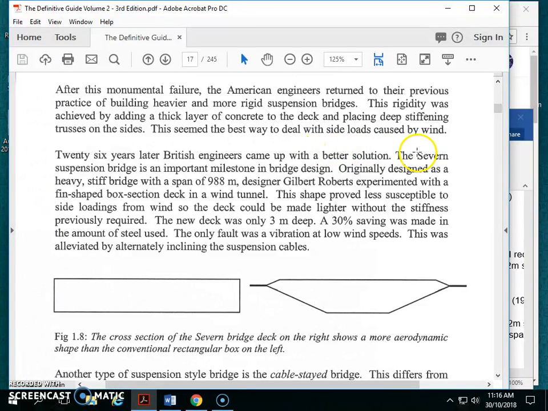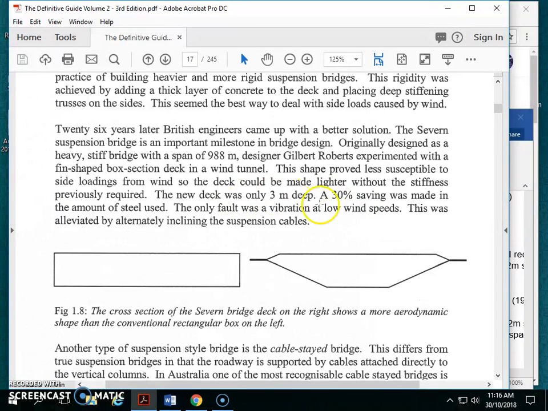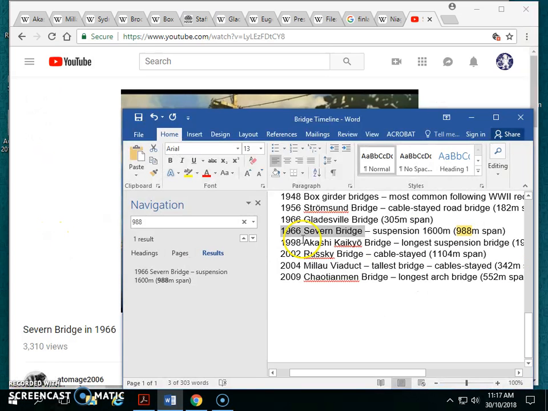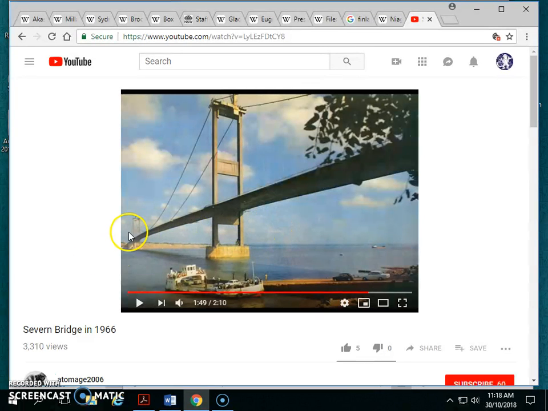So next we have the Severn Suspension Bridge, which was a milestone bridge. It was built by Roberts, and it was 988 meters. It was less susceptible to side loading, and it used 30% less material because of its shape. I do have the Severn River Bridge, built in '66. I have here it's 1,600 meters long, but the span between these two towers is the 988. So we're getting nearly to a kilometer long now.